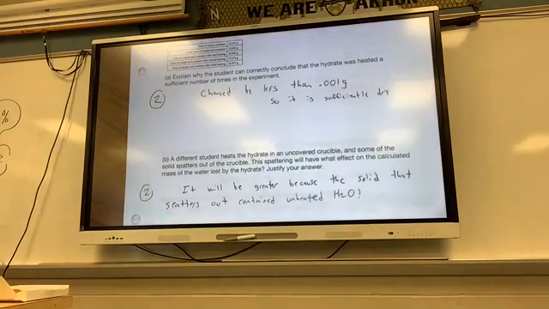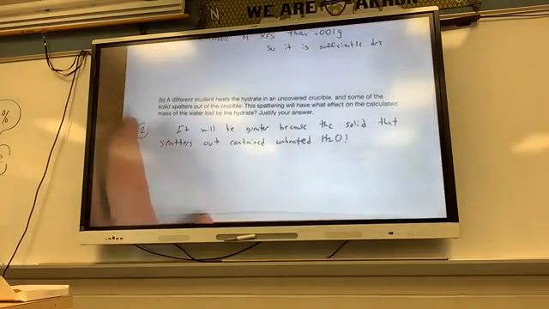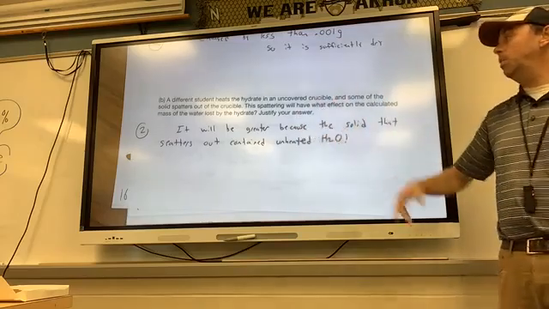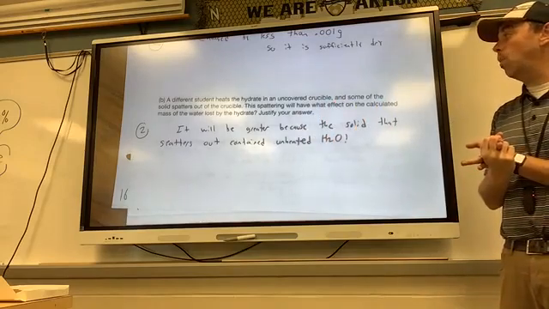B was iffy. On B, a different student heats the hydrate in an uncovered crucible. Some of the solid spatters out of the crucible. I was looking for 2 things. This spattering will have effect on the calculated mass of water lost by the hydrate.